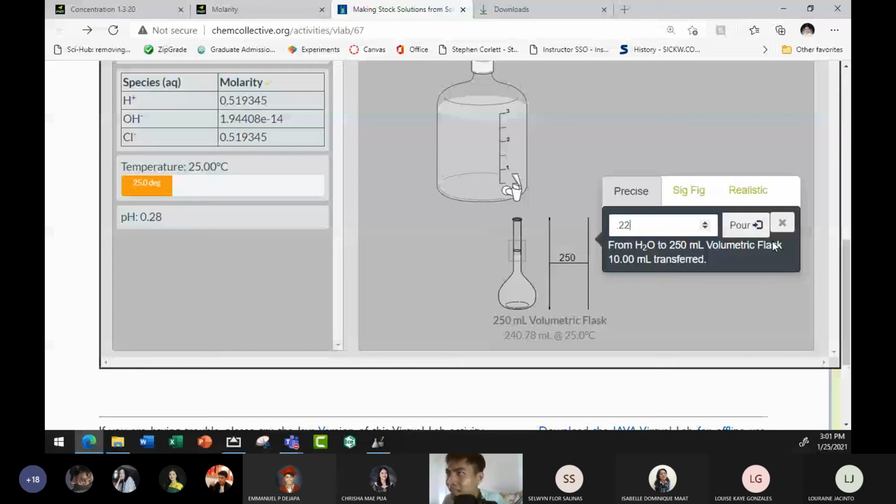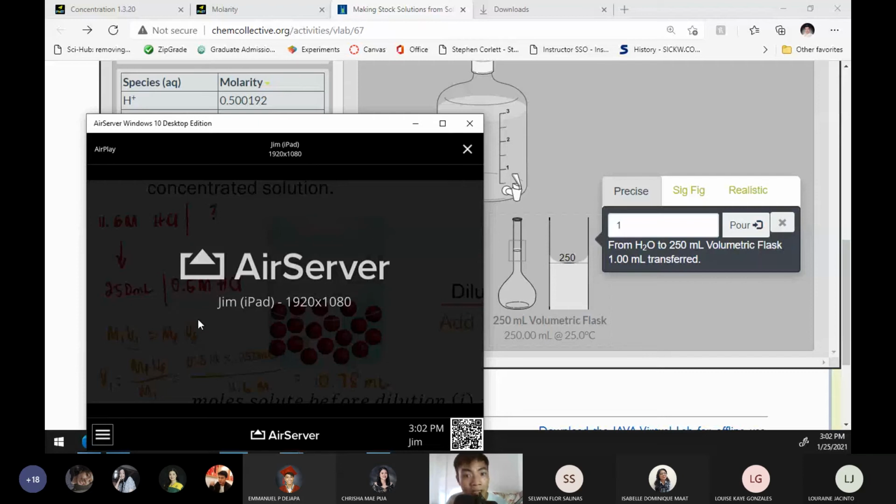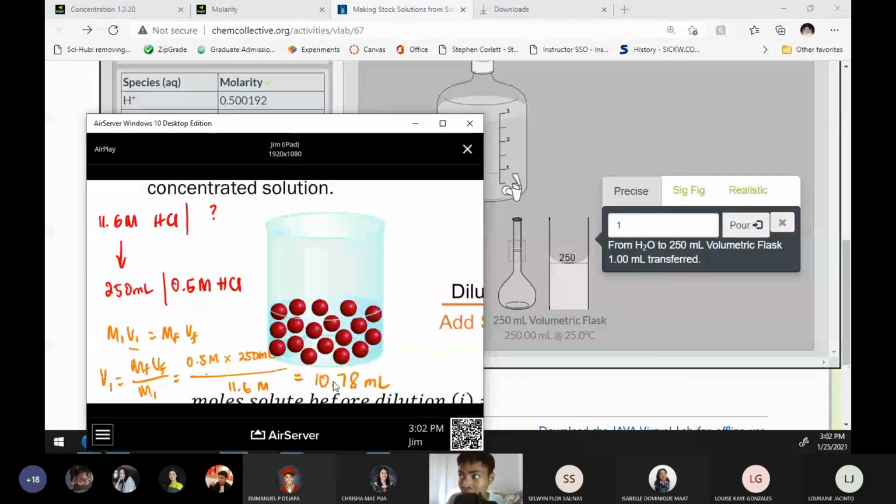Yung final molarity natin, check nyo. Kailangan 0.5 yan, ha? Isa-isa na tayo. Kasi 241 ml na eh. Okay. Lower meniscus. Okay, so yan, 250 ml. Tignan nyo yung molarity ng H+, 0.5. Okay? So, ibig sabihin, tama yung pinagsosolve natin. So, we just get 10.78 ml of our original acid.